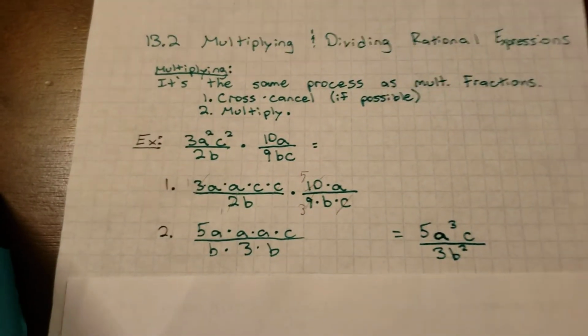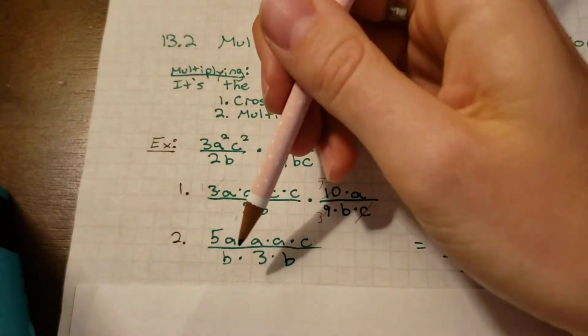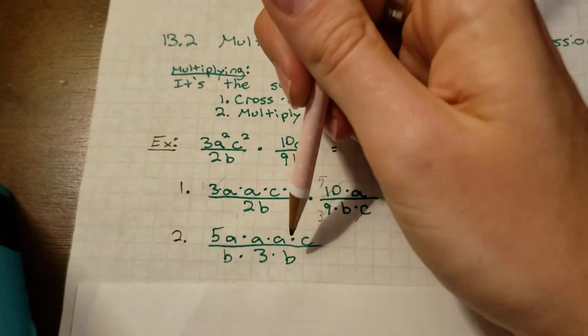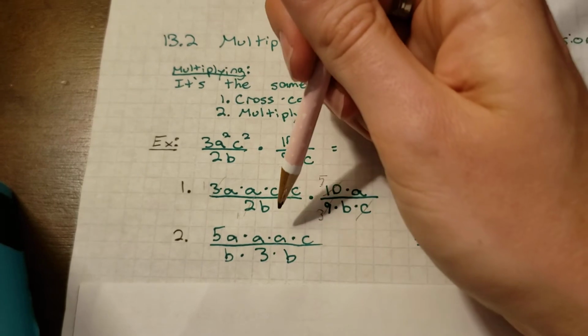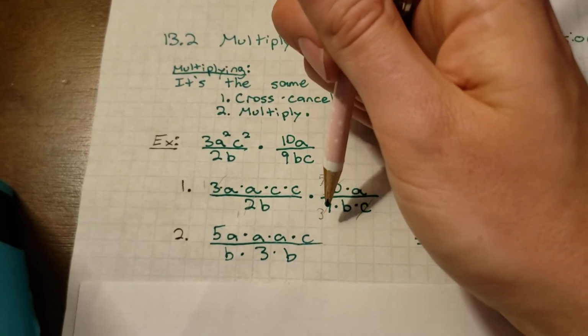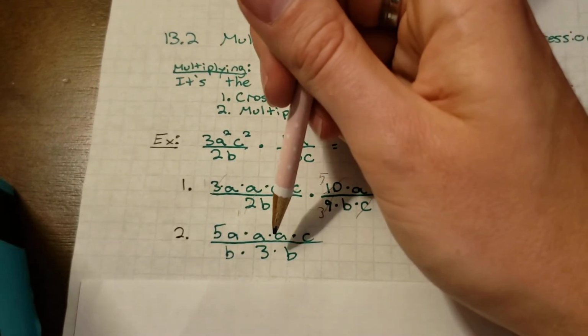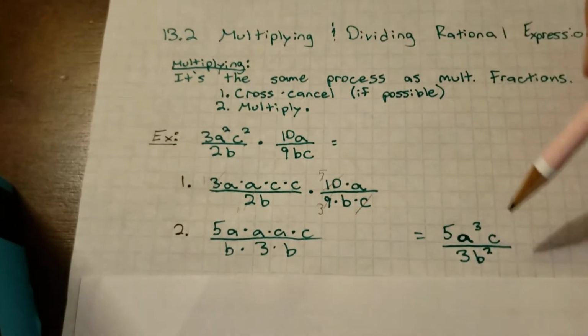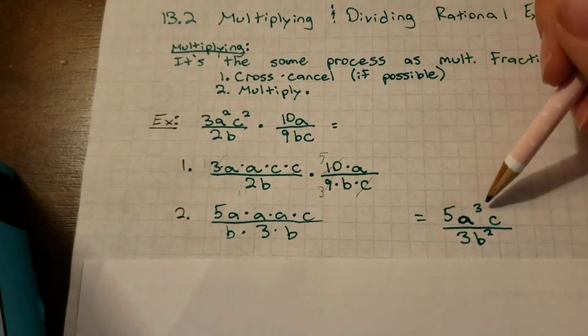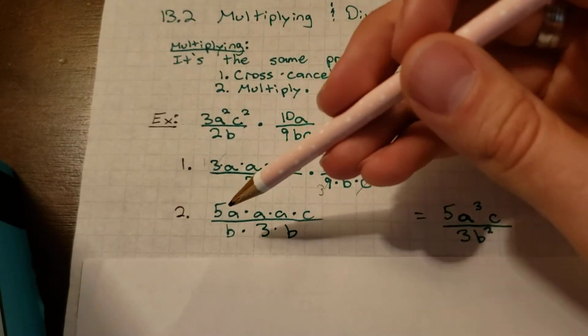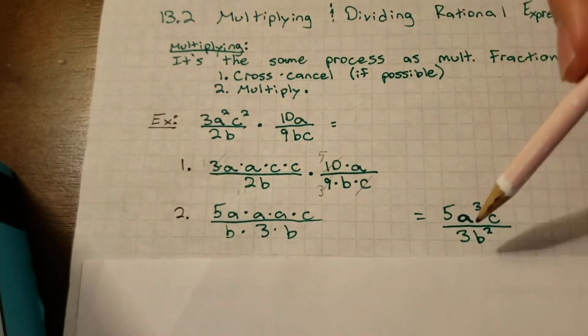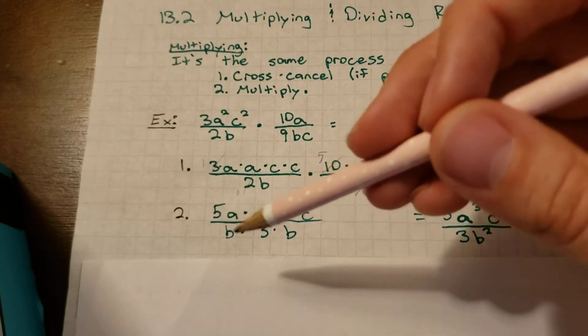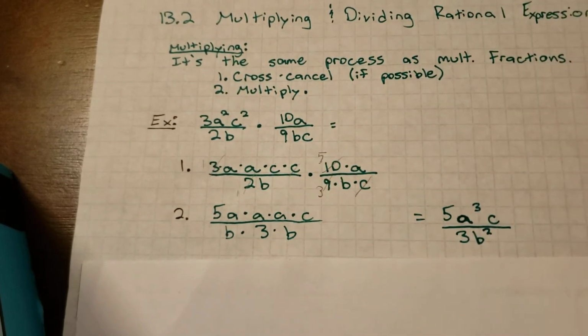Oh, I'm so sorry. I don't think you were able to see that. So this is just me consolidating after I canceled out, multiplying across, keeping things whether they're in the numerator or in the denominator, and then simplifying them together. I've got 5a cubed c on top, and then 3b squared on the bottom.